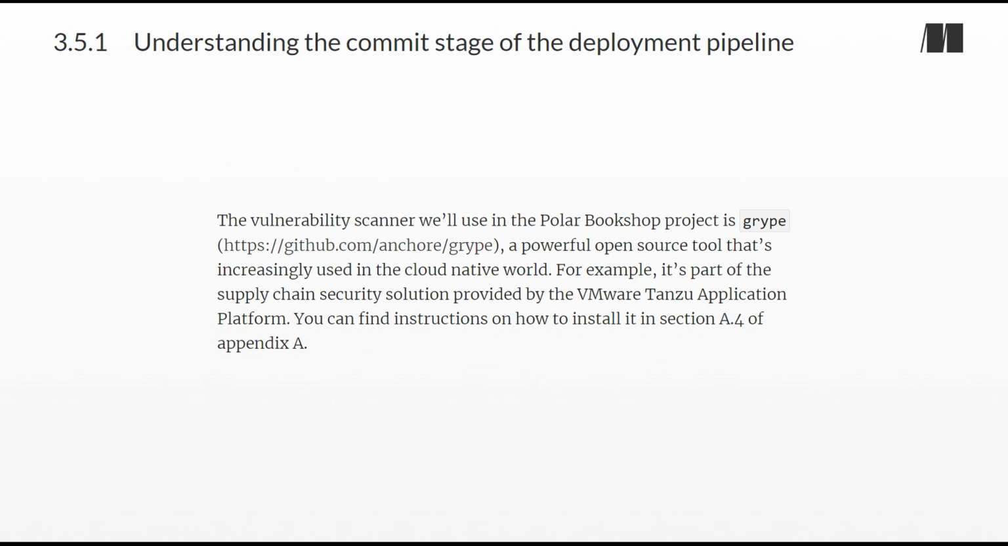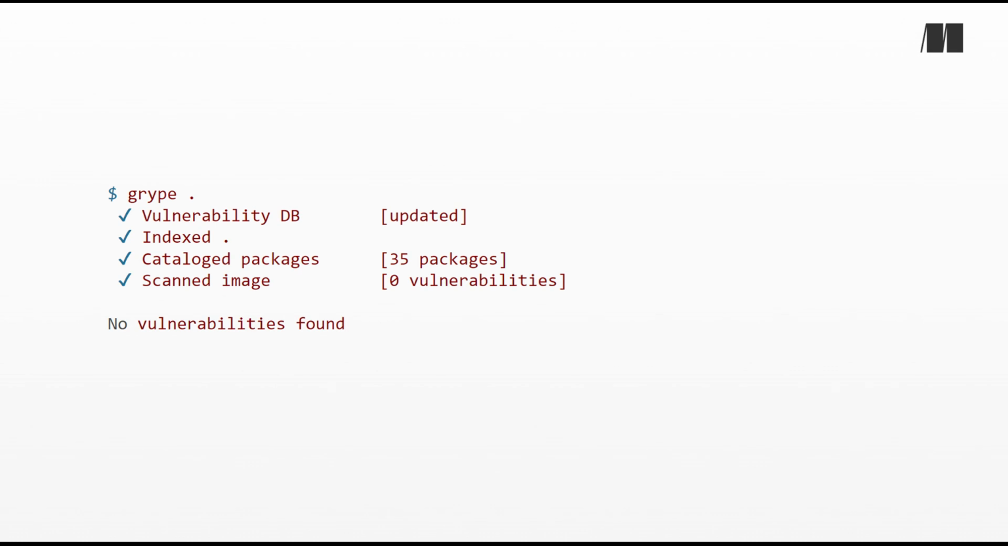tool that's increasingly used in the cloud-native world. For example, it's part of the supply chain security solution provided by the VMware Tanzu application platform. You can find instructions on how to install it in Section A.4 of Appendix A. Let's see how Grype works.